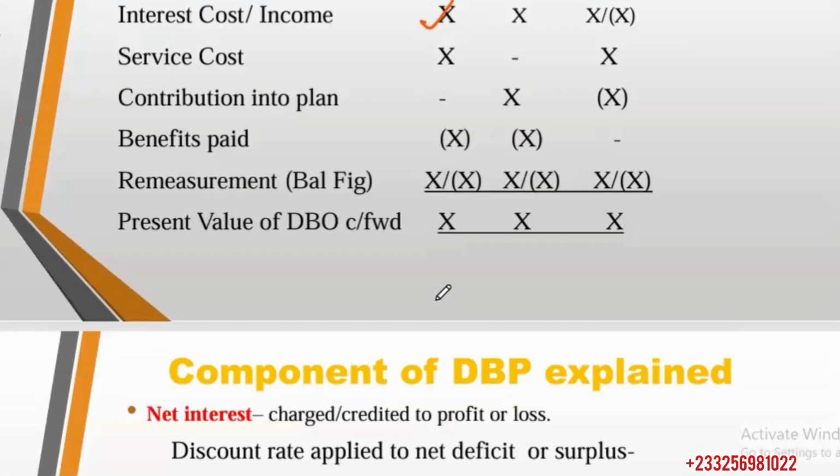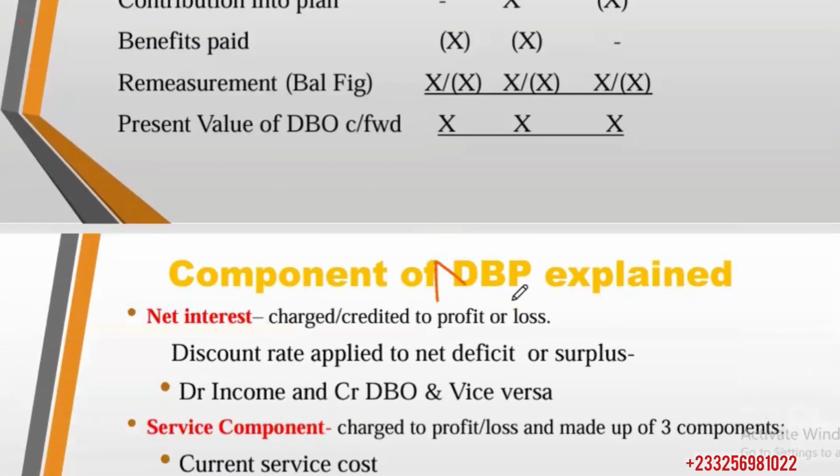Are you following? So with the interest cost or the interest expense, what did we do? We said we normally debit P&L. So we'll debit our P&L to add to the expenses, and then we will credit our defined benefit obligation. That's how we treat the interest cost.